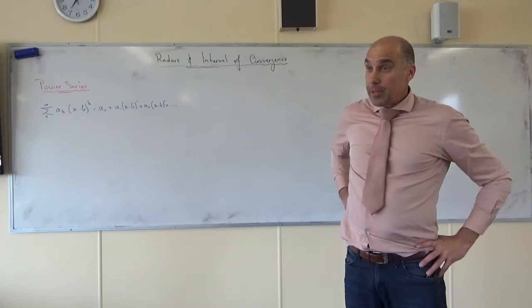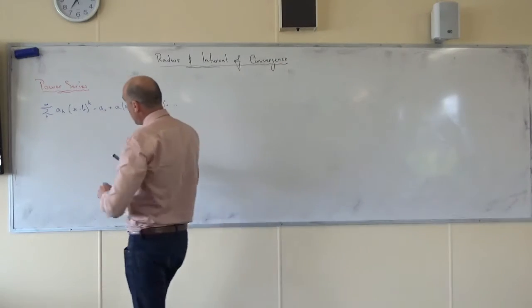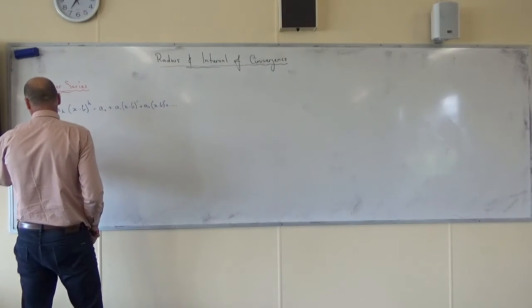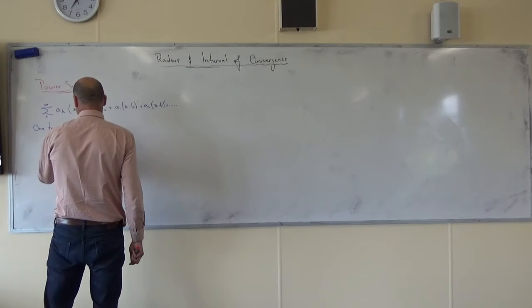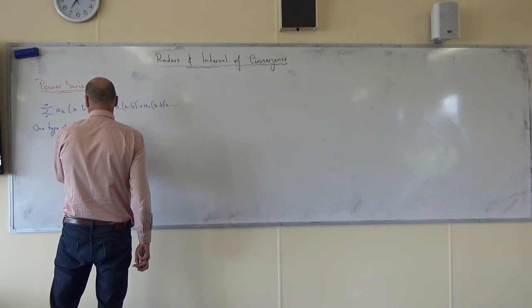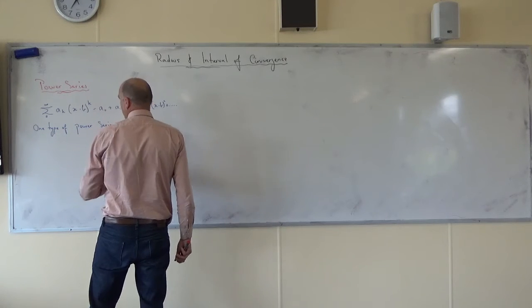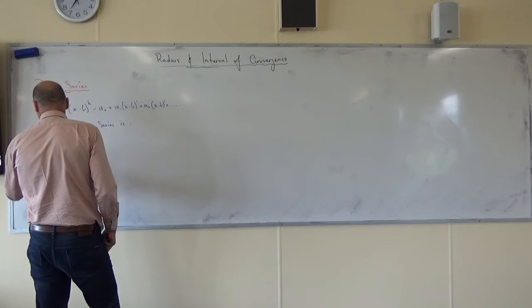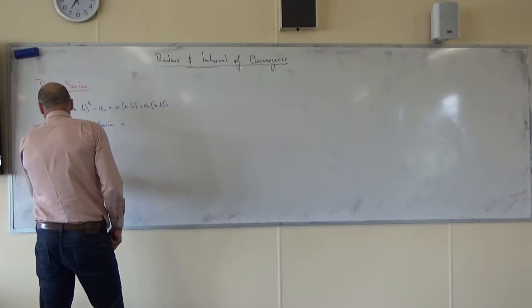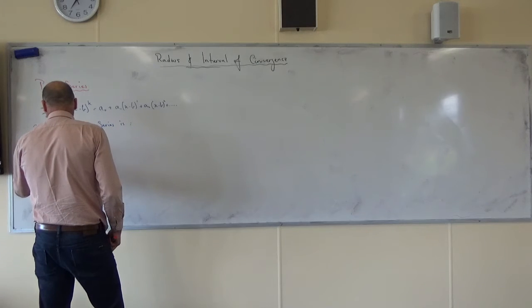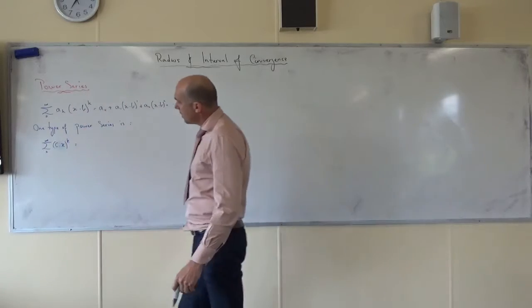One type of power series that you might be familiar with is a geometric series, and that's the next one that they give in the book. So one type of power series is this one here. I'll go the sum from 0 to infinity of c times x, all raised to the power of k. So this is a type of power series.